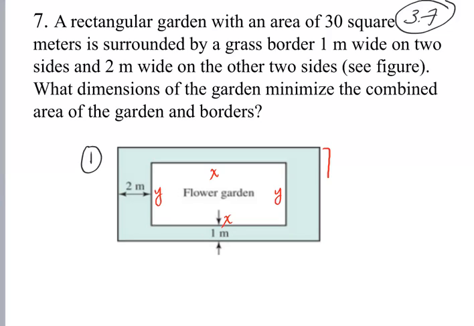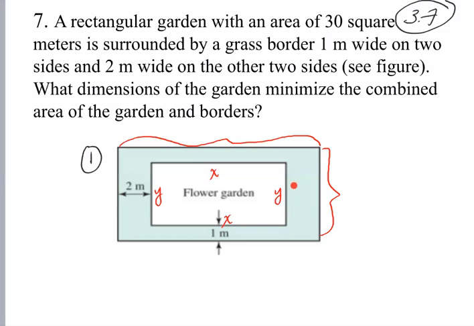I might also want to know something about this length and this length, because I'm asked what dimensions of the garden will minimize the combined area of the garden and the borders. So I do need to know something about the combined area. The left side, well, let's see. It is X, or excuse me, that's the height. Gotta watch myself there.